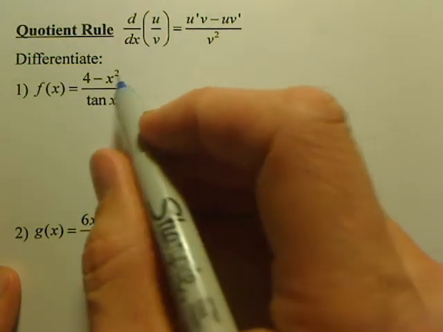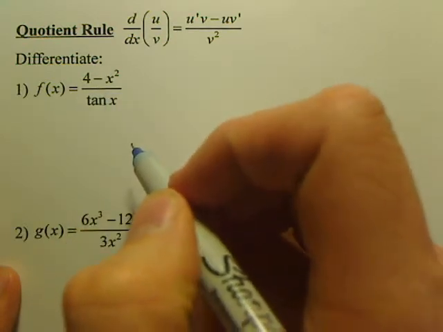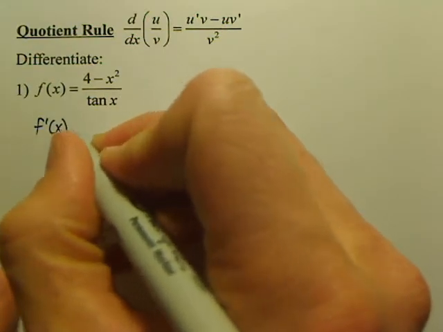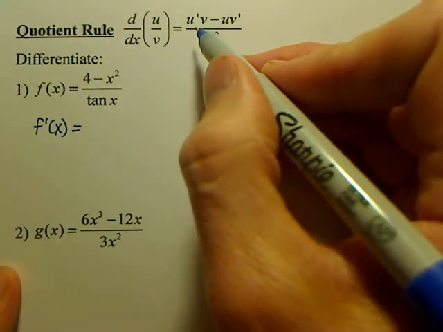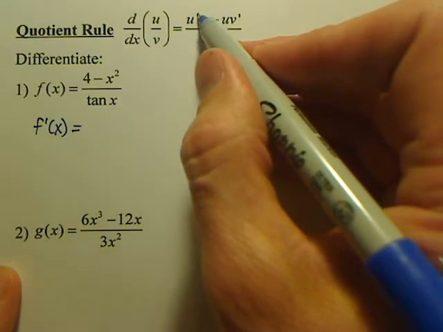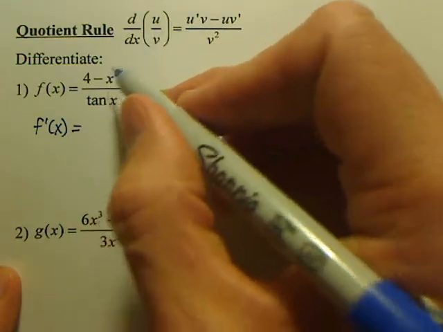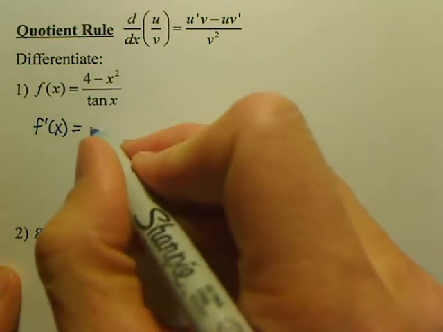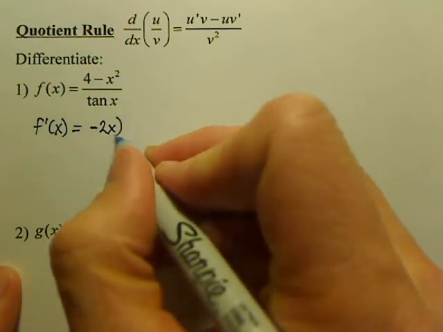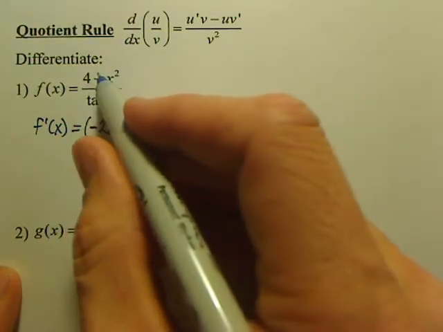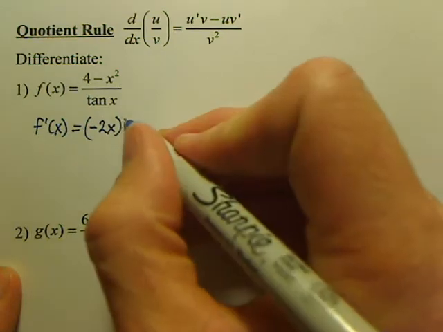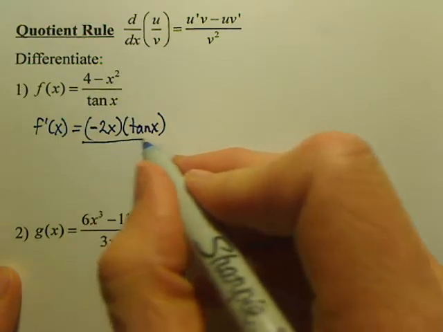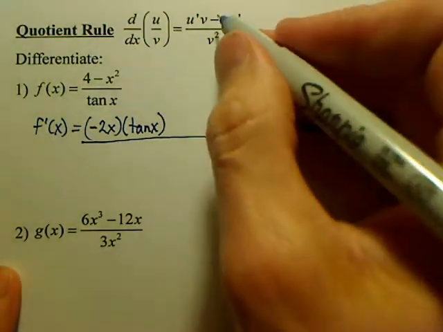All right, for this particular problem, let's do the derivative. So f prime x is going to be equal to, well, u prime, or the derivative of the top. So what's the derivative of this top going to be? Negative 2x. Hopefully you can see that. Okay. Then I leave v, so leave the bottom. The bottom is tangent x. Alrighty. And then I put a minus.